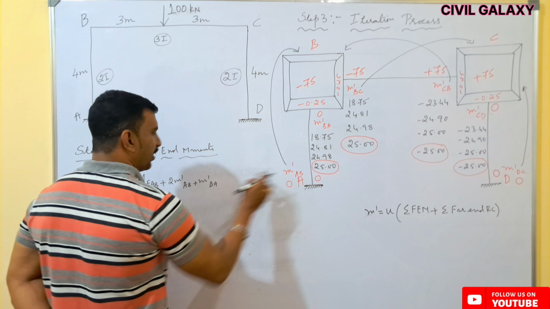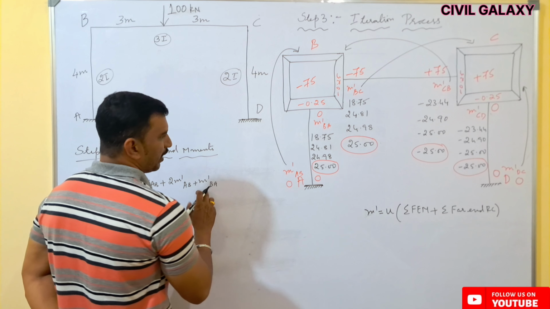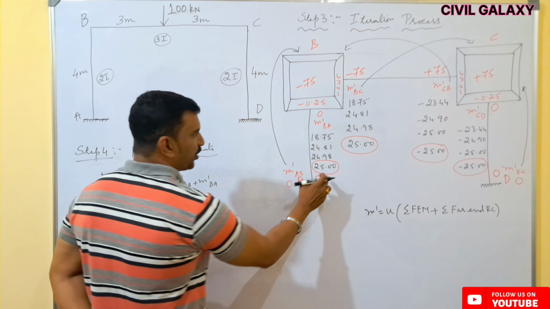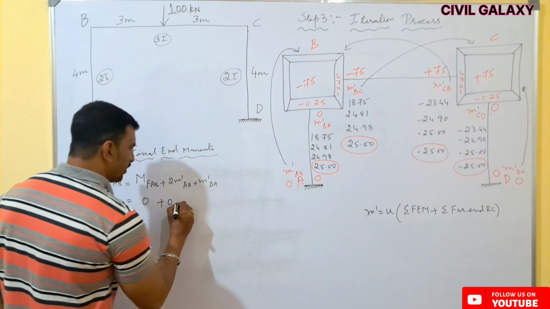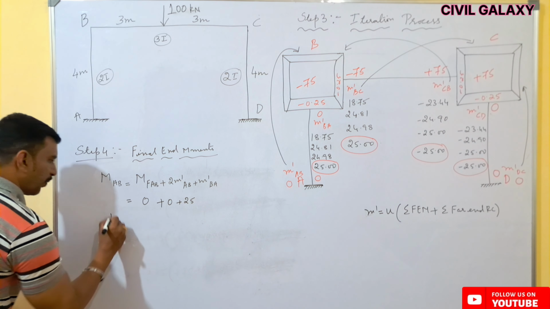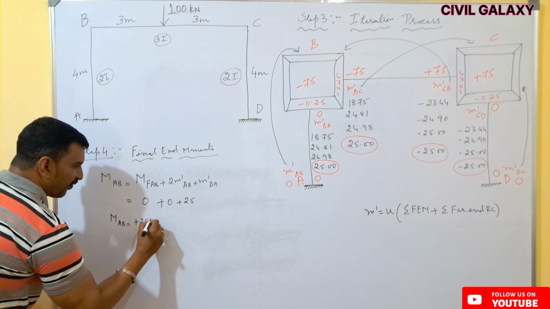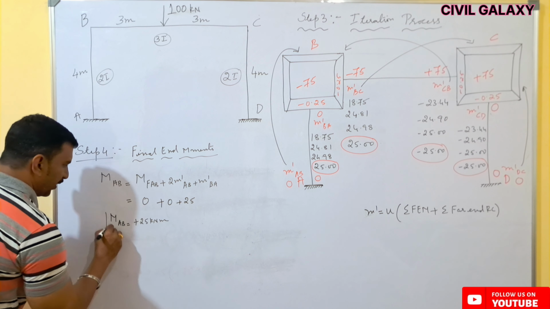The near end rotation contribution is also 0. M dash BA, the far end rotation contribution, how much have we got here? M dash BA is plus 25 kilonewton meter. So the moment from A to B will be equal to plus 25 kilonewton meter. This is the value.